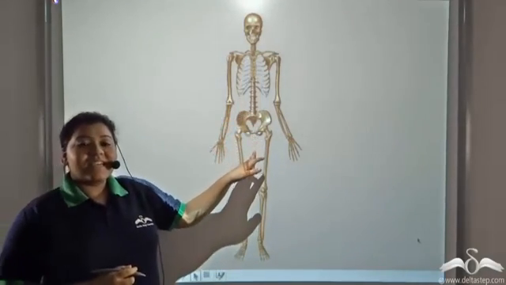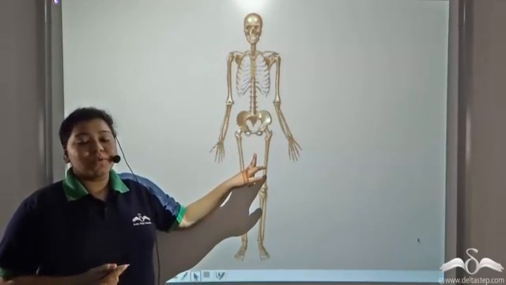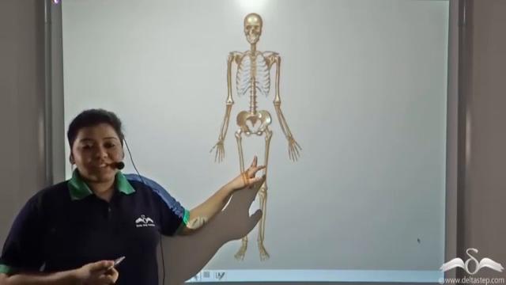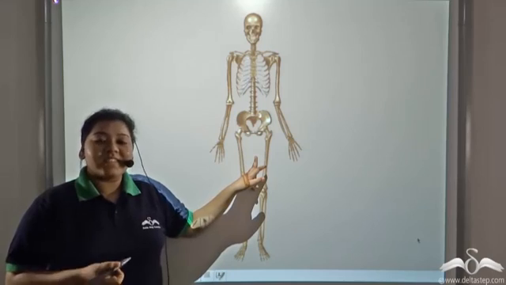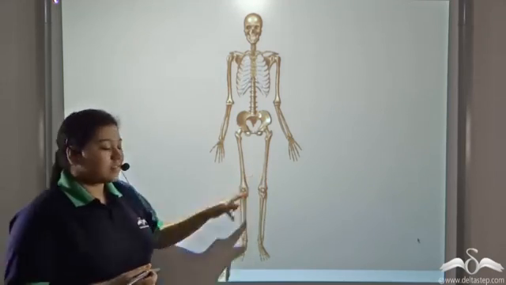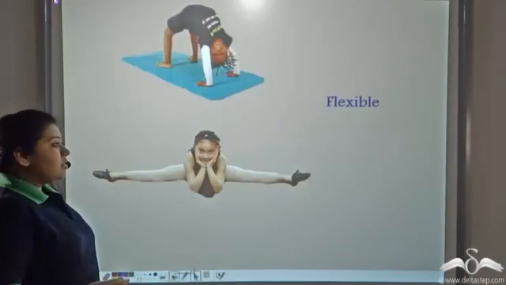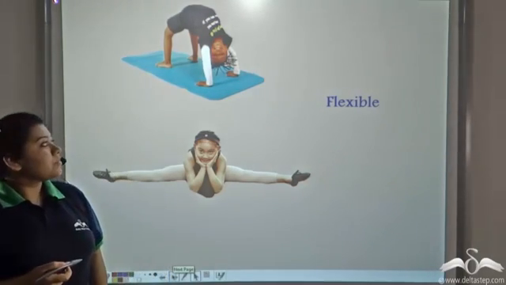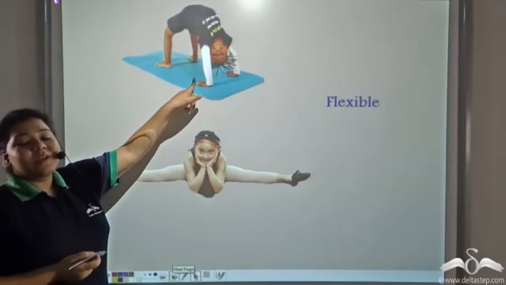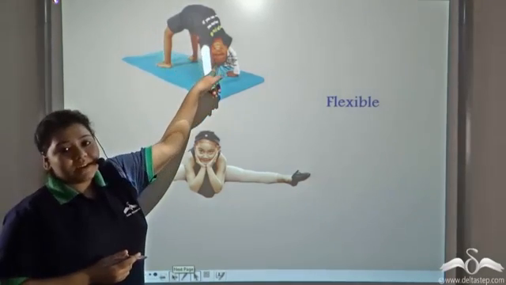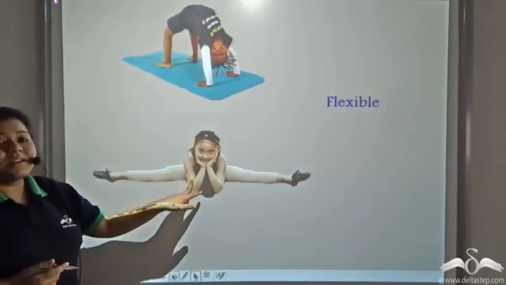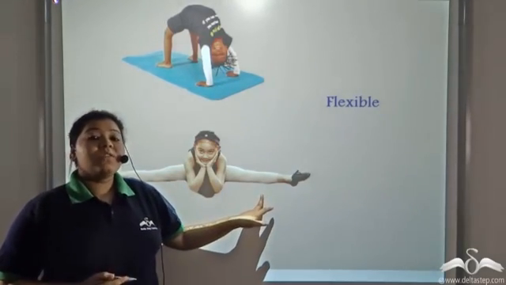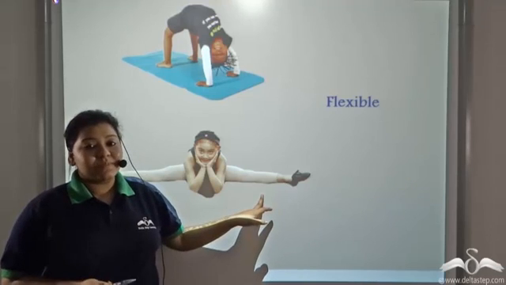A skeleton is made up of multiple bones, and these bones provide hardness, rigidity, and the erect nature in a person. Now, what provides the flexibility in our body? See, this young little boy is arching on his back, or this young little girl is completely stretching her legs. So what is responsible for this flexibility?